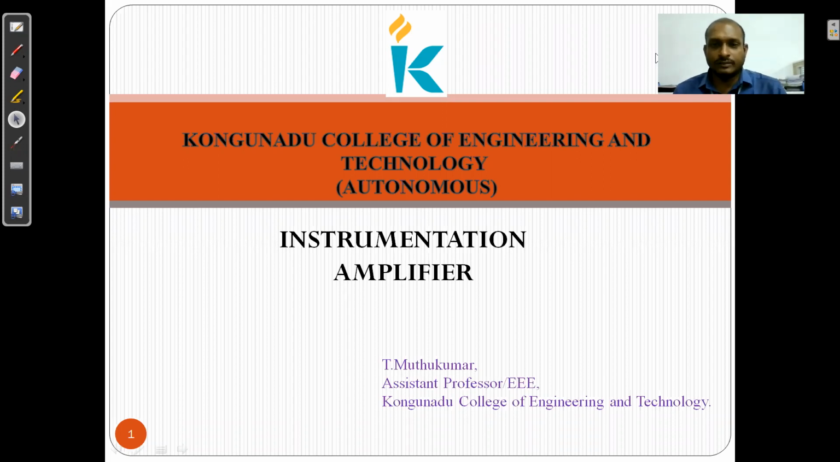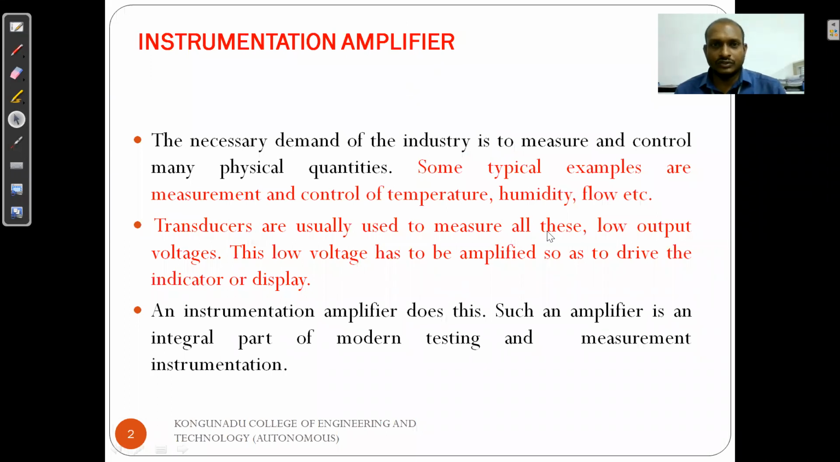So today I am going to deliver a lecture on the instrumentation amplifier under linear integrated circuits. The instrumentation amplifier is a very important piece of equipment for industrial applications. It is used to measure and control many physical quantities. In industry, we need to measure physical quantities like temperature, humidity, and flow, so we are using the instrumentation amplifier.